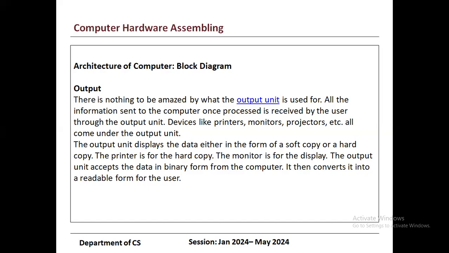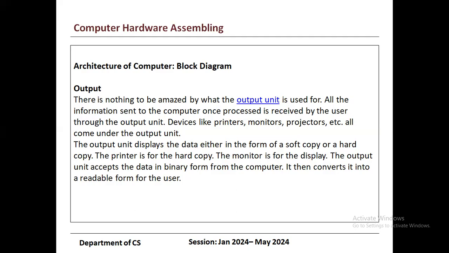The output unit displays the data either in the form of a soft copy or a hard copy. The printer is for the hard copy, the monitor is for the display. The output unit accepts the data in binary form from the computer. It then converts it into a readable form for the user. So this is about the architecture of the computer. I hope all of you have understood this topic.